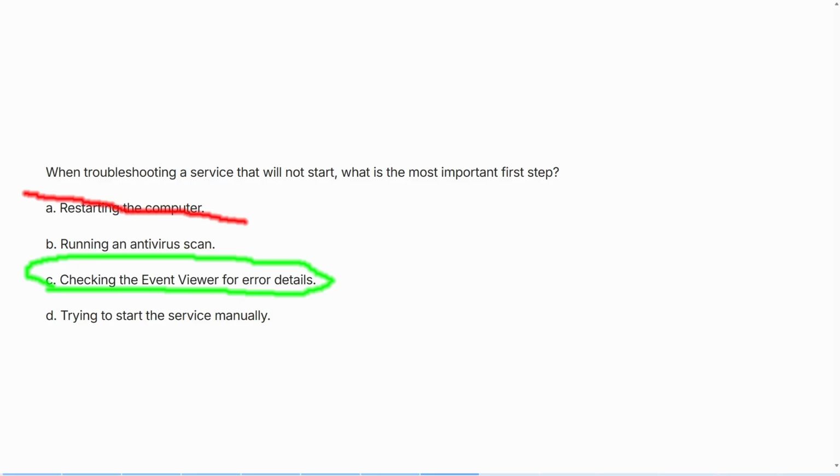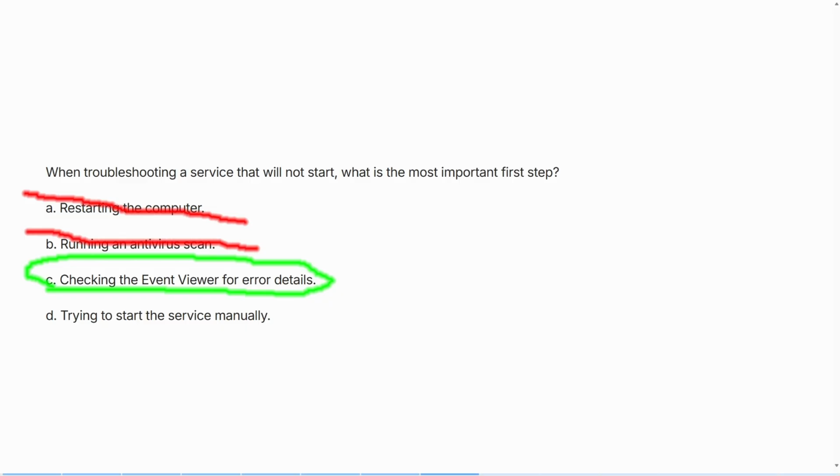The next one, running an antivirus scan. There's no reason to believe this is a virus. We would want to check event viewer before we do that to get more information. If there's then information that indicates a virus, that could be our next step. But before we get that information, it's inefficient to immediately just start running an antivirus scan. It doesn't make any sense before we know what the error is.